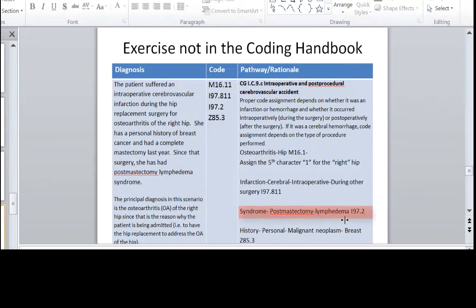Then for your post-mastectomy lymphedema syndrome, this is the path that you would use. And for your personal history of breast cancer, this is the path you would use. So that shows you how you break down your main terms and what you're reading. You think about what your principal diagnosis is going to be, depending on what brought this person into the hospital. You're going to think about any guidelines that might apply in this situation. You're going to find your codes in the alphabetical index, then look them up in the tabular to see if there are any instructional notes that go with them.